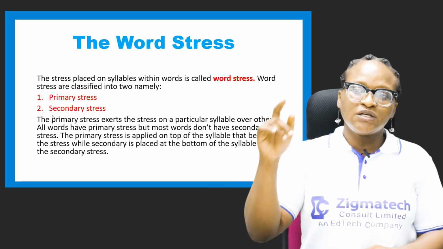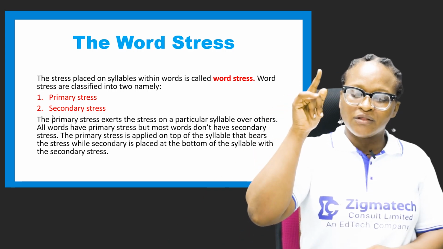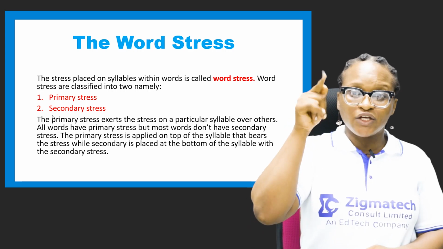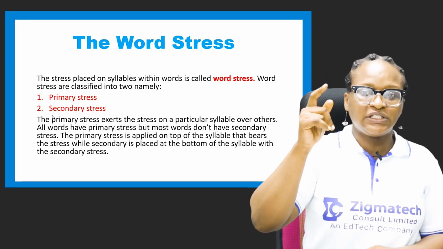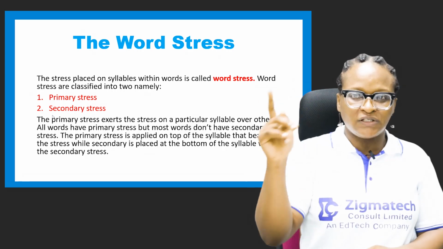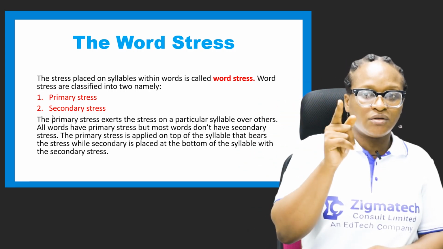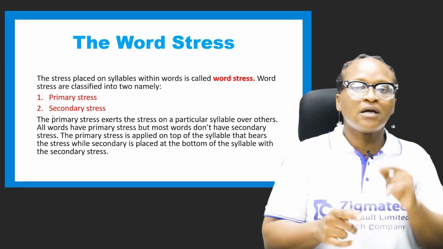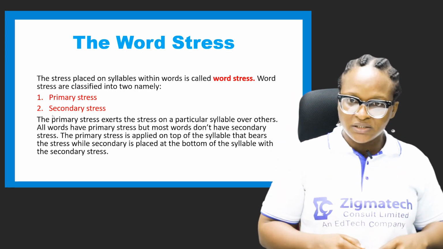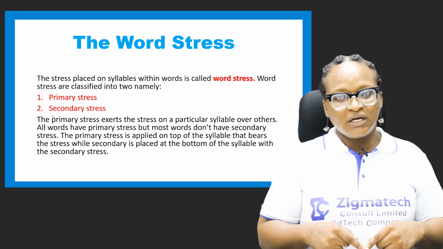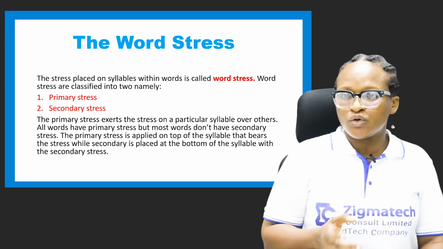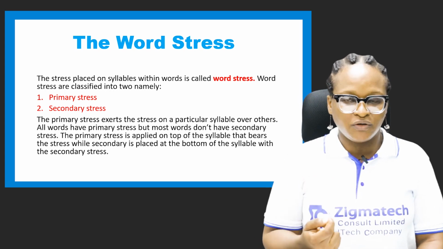Now, there is always a symbol at the very syllable that bears the stress. It's just like a stroke beside that very syllable. You don't see it in all the syllables. You only see that stroke on the syllable that bears the stress. Now, for the secondary stress, it is beneath the very syllable that bears the stress. Now, the primary stress exerts the stress on a particular syllable over others.